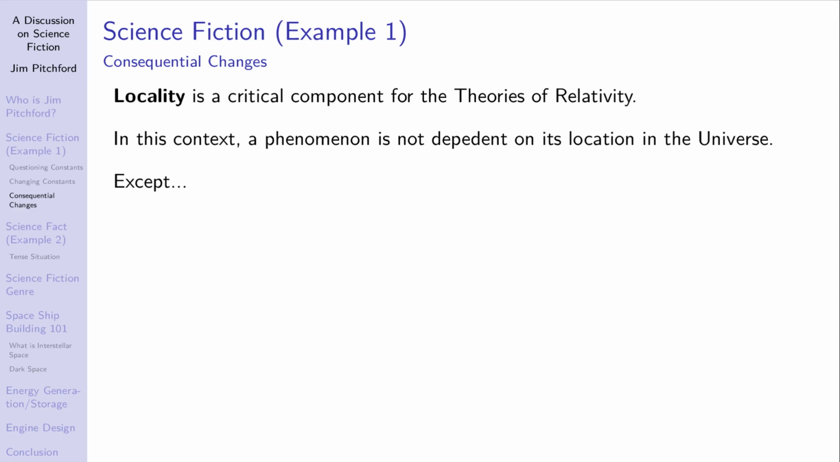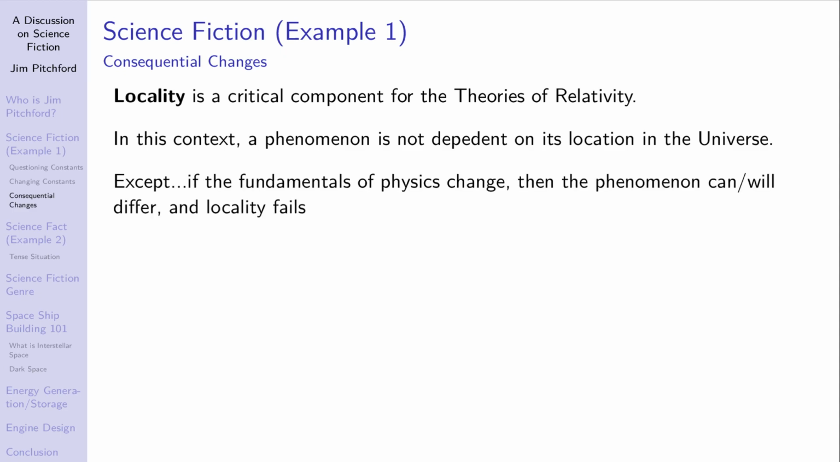Here's the problem, though. If the fundamentals of physics change, then the phenomenon can and even will have to differ, which would mean locality fails. So we hit that button, and now because we're somewhere else in the universe, where the fine structure constant has a different value, the brightness of the bulb might be different, and the color of the light it produces might be different.